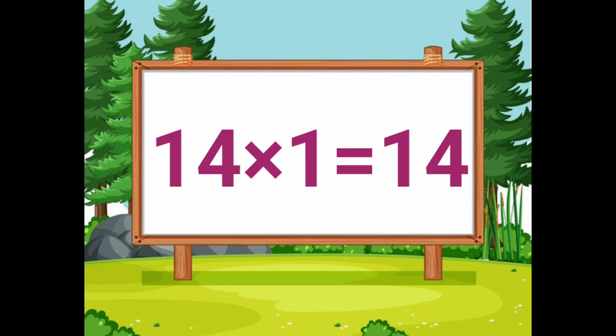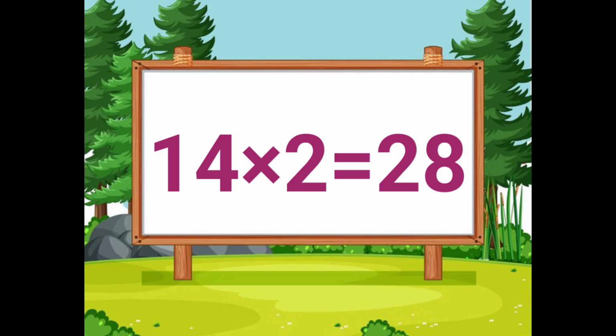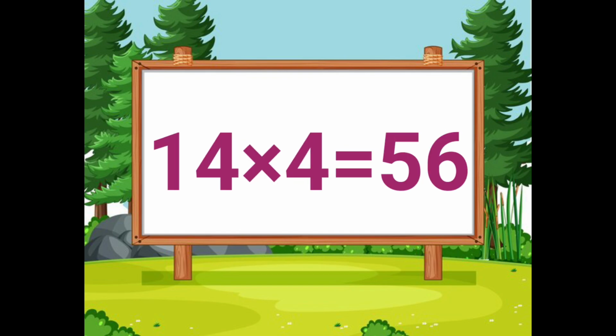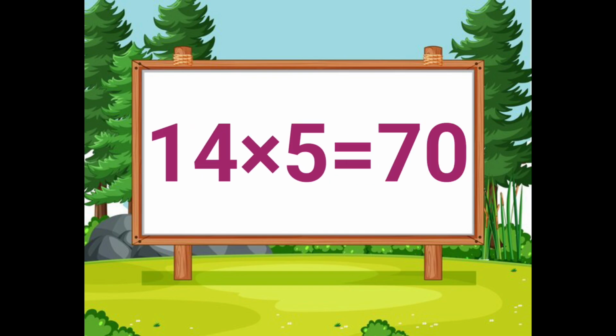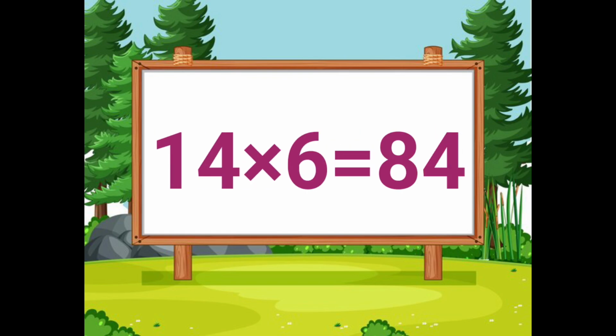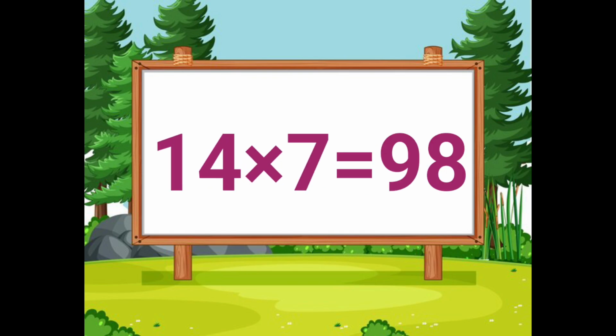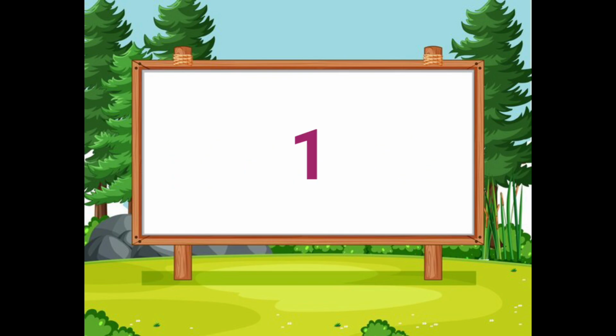14 ones are 14. 14 twos are 28. 14 threes are 42. 14 fours are 56. 14 fives are 70. 14 sixes are 84. 14 sevens are 98.